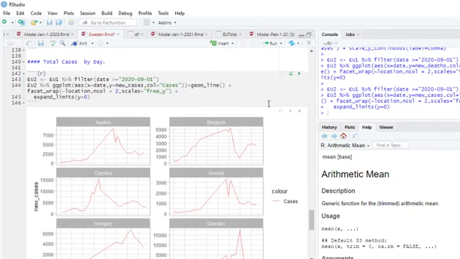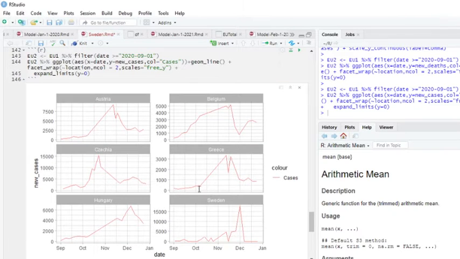I forgot cases. Okay, here's cases. I'm sorry. You can see Sweden's cases spiked up above. Notice also that each y-axis label is scaled to the individual country's data. So you can see this is from 0 to 15,000. This is from 0 to 5,000. Okay, so you now get a direct comparison.